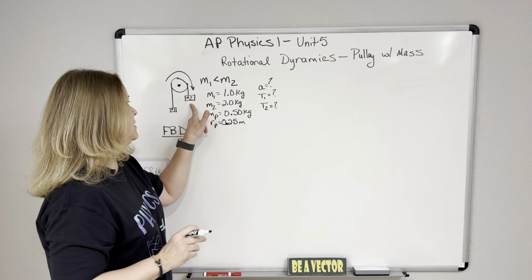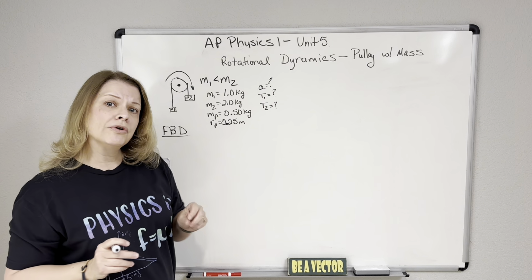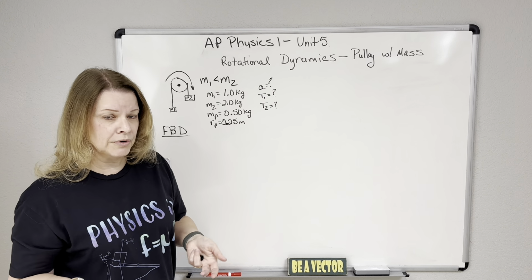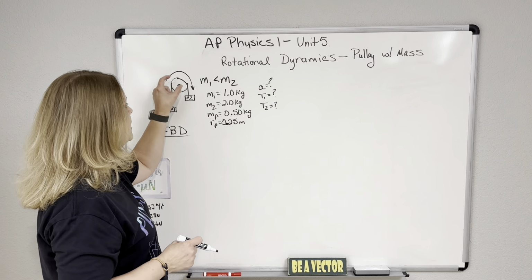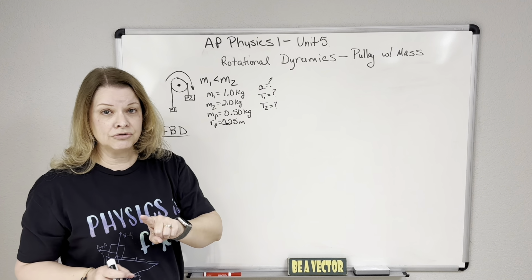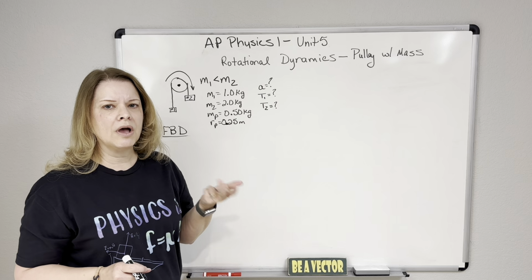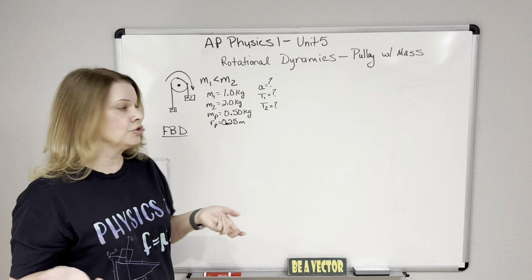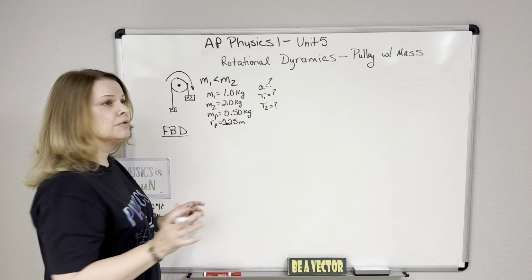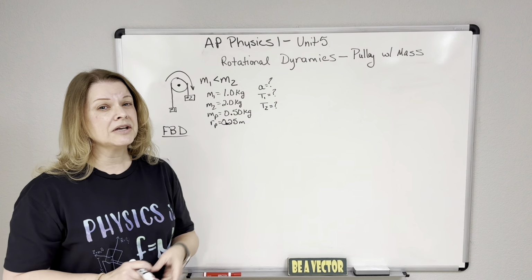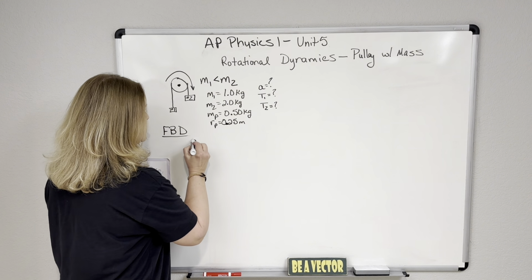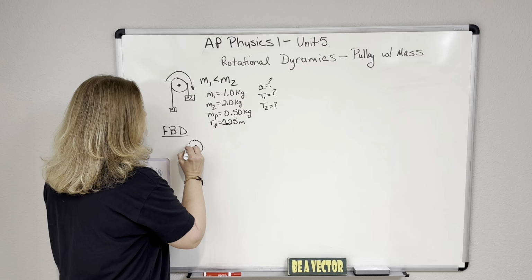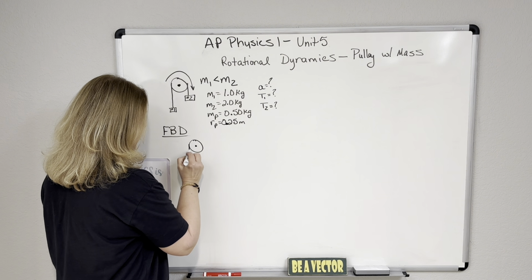It also means that there are going to be forces on it that are causing it to rotate, which means we have torque now. So if this pulley has mass, we now have torque introduced, and we have some moment of inertia or rotational inertia introduced. The first thing we're going to do is a free body diagram. There are actually 3 free body diagrams here that I'm going to do. The first one is going to be the pulley.